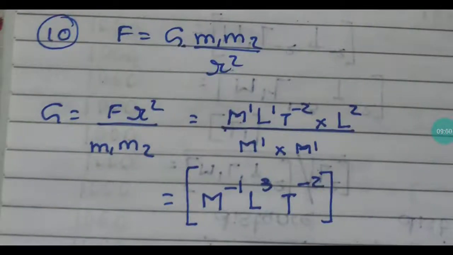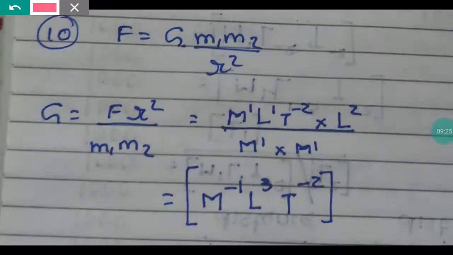Now coming to the last one, the dimensions of G. What is G? G is the universal gravitational constant appearing in the universal law of gravitation. This is G. Transpose everything else to the other side. R square, send it here, masses, send in the denominator, and this is what you get.